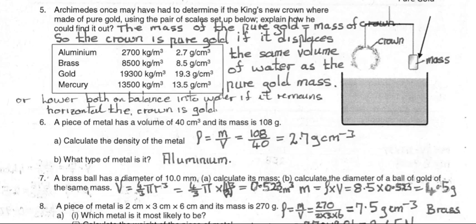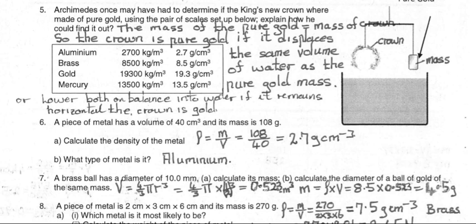So in this video I'm just continuing with some GCSE density questions from the last video. Question 5. Archimedes once may have had to determine if the king's new crown were made of pure gold using the pair of scales set up below. Explain how he could find out.